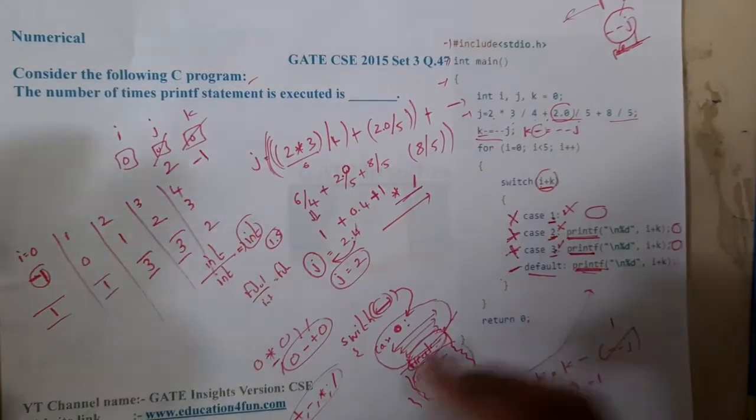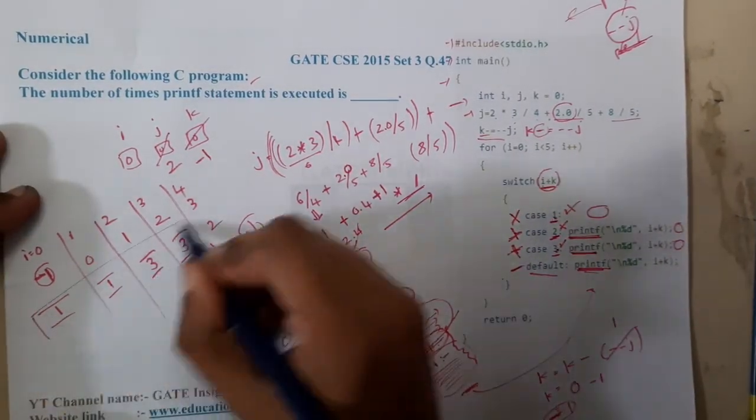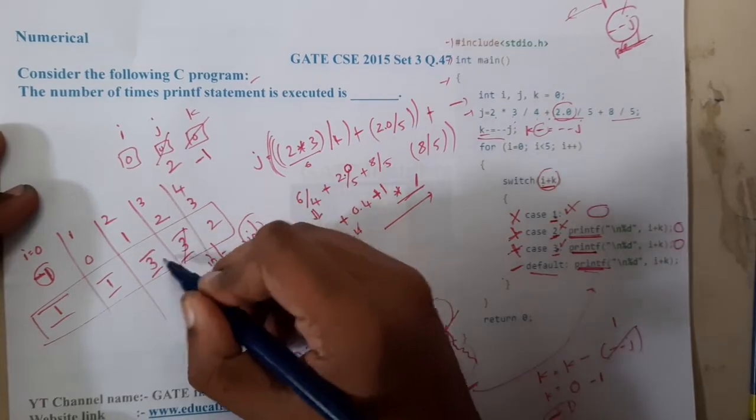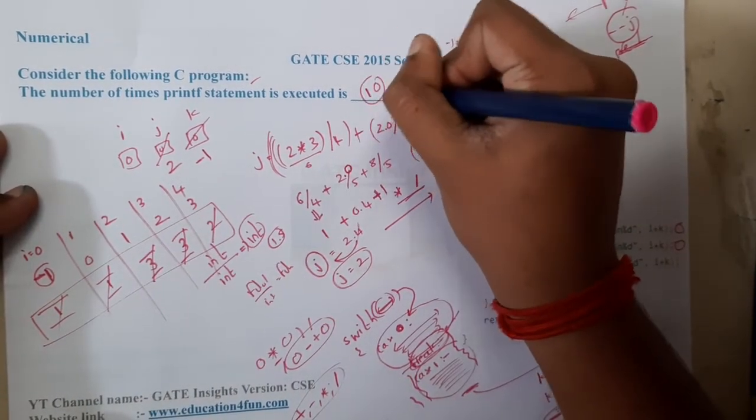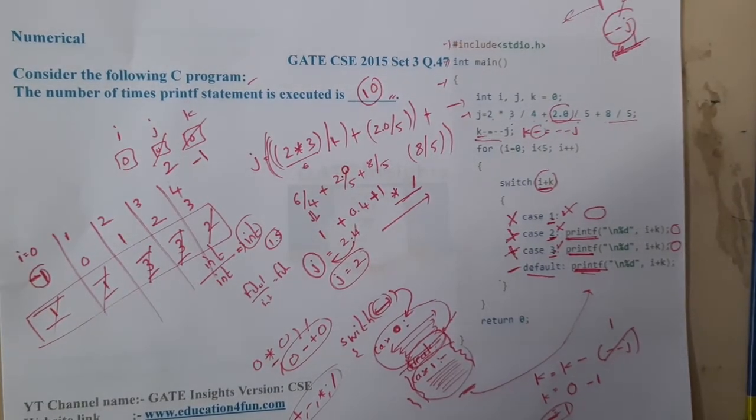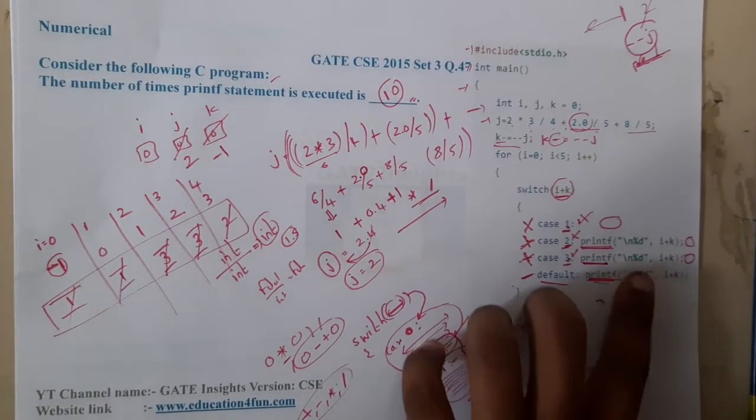Okay, yes. So let us now do the total. How many times in total has the print been executed? 3 plus 3 is 6, 7, 8, 9 and 10. So in total 10 times it will execute, guys. The print statement will be printing 10 different values of i plus j.